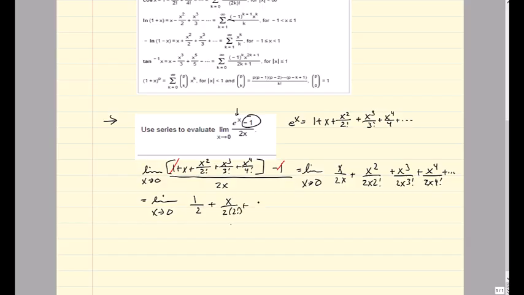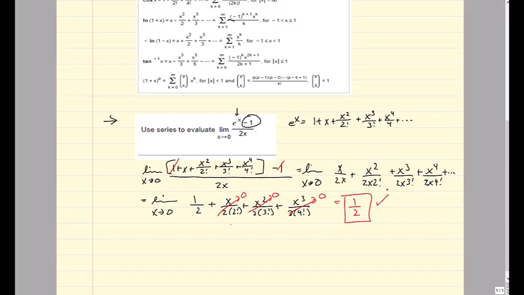Next I'd be left with x squared over 2 times 3 factorial. And you're seeing the pattern right here as well. So x cubed over 2 times 4 factorial. Well, if we look at the limit right here, as x approaches 0, then all of these terms go to 0 because I have 0 over some sort of a constant. So all I'm left with at the end is 1/2, and so that's my limit.